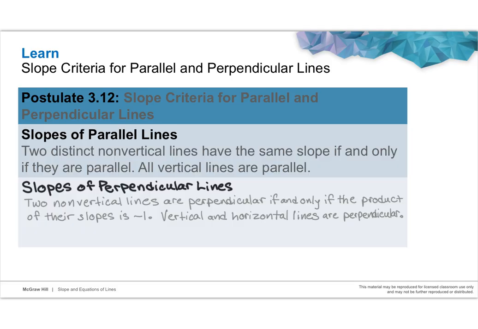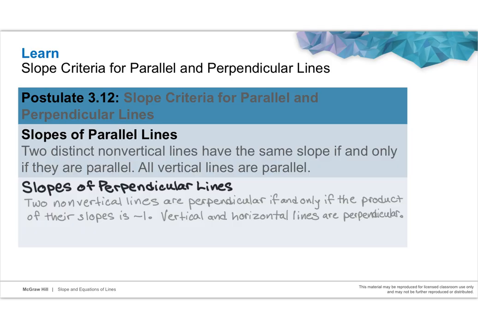Slopes of perpendicular lines, the criteria there is that two, again, non-vertical lines are perpendicular. There's our if and only if again. This time, the product of their slopes is -1. Vertical and horizontal lines are considered perpendicular.